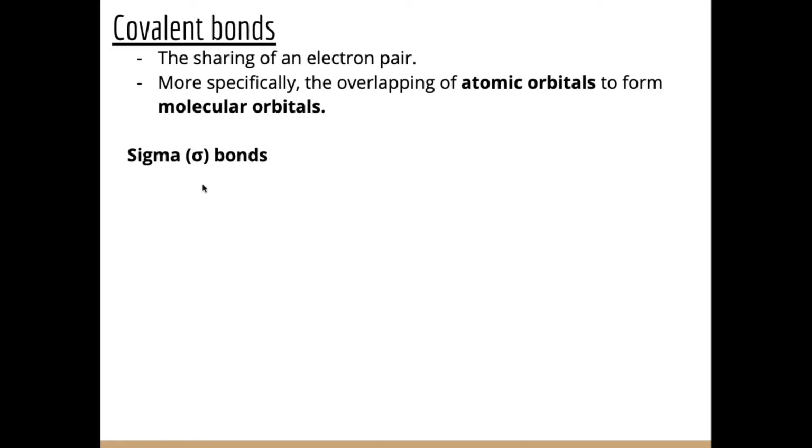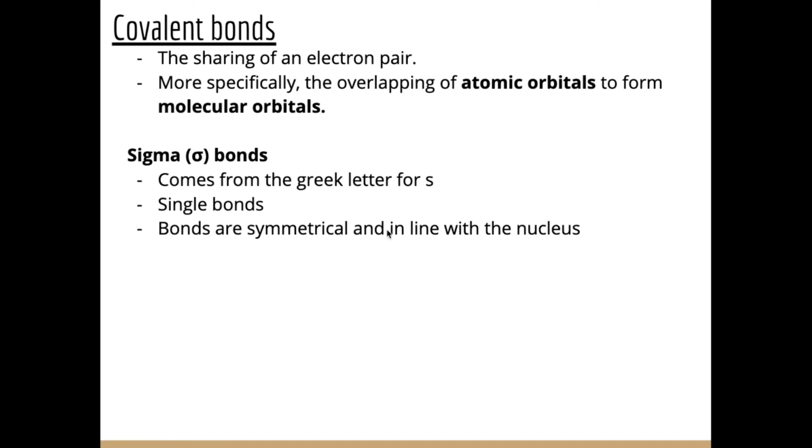We have two kinds. We have what are called sigma bonds. Sigma is coming from the Greek letter for S, S obviously being one of our atomic orbitals, the S orbital. These are our single bonds. So they aren't just made from the S orbitals, they can be made from other orbitals as well. But whenever we see a single bond, that's what we call a sigma bond. The bonds are symmetrical and in line with the nucleus. And we're going to look at what this means in a lot more depth with some models that I have in just a moment. But let's just quickly go over these two types of bonding.